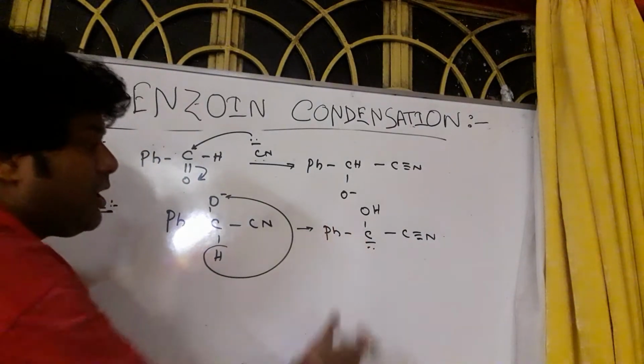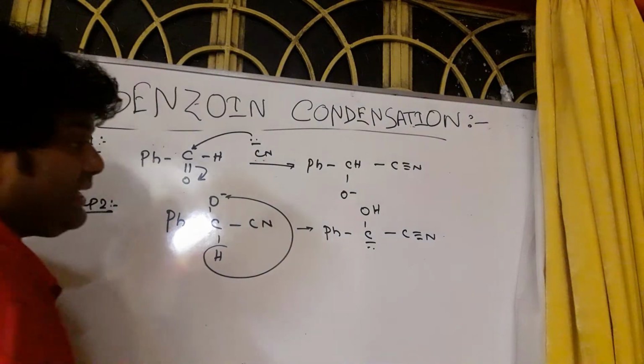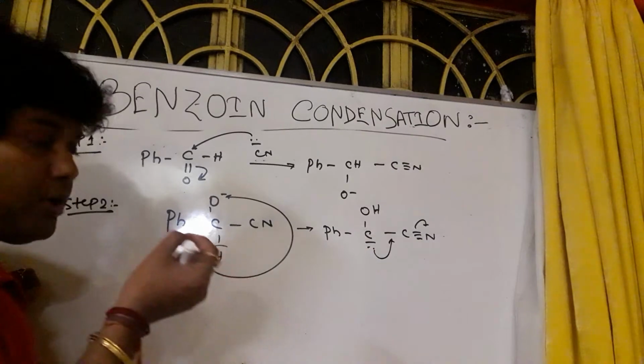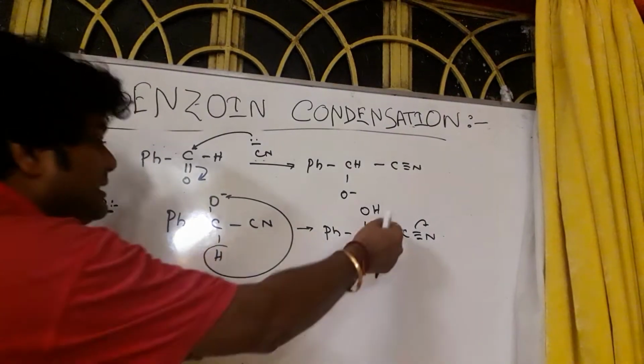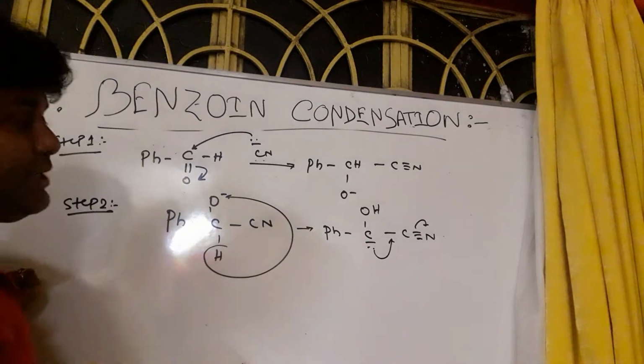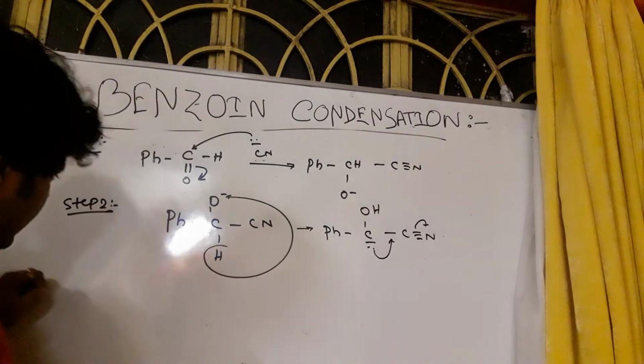What is the utility of getting this product? You see, this can make a resonance stabilization. One of the most important facts why CN minus is a unique reagent in case of benzoin condensation. Step 3.